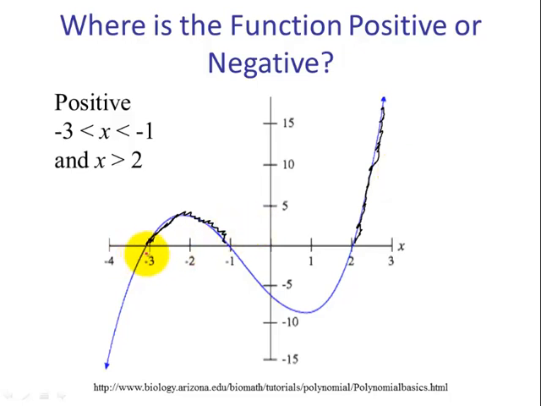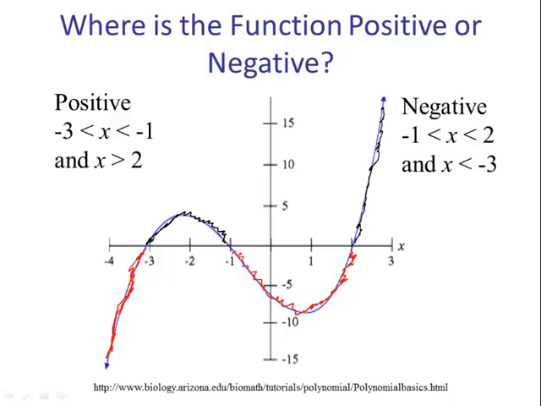Where this function is negative would be this part of the graph. It is below the x-axis. And this part of the graph. And how do we write these two regions? We would say the function is negative between -1 to 2, and when x is less than -3.